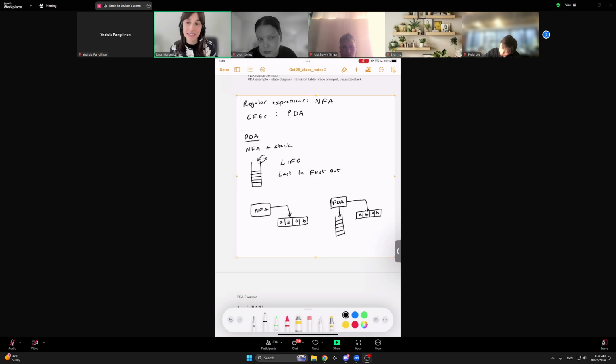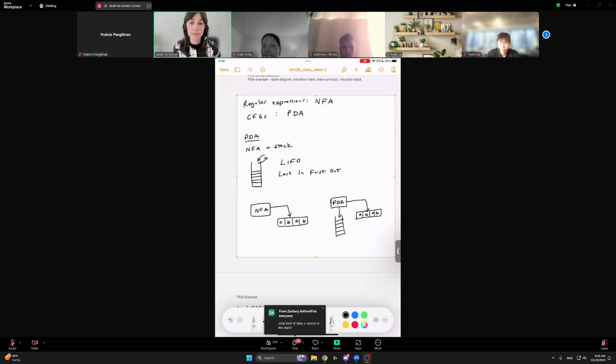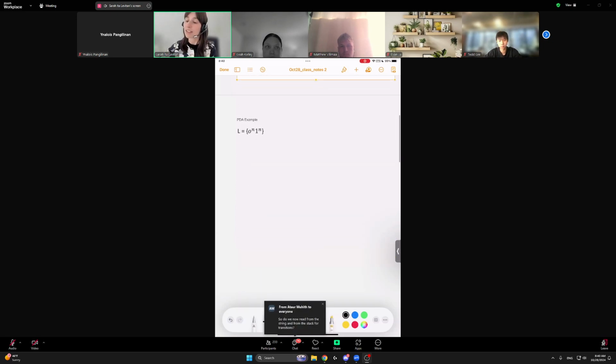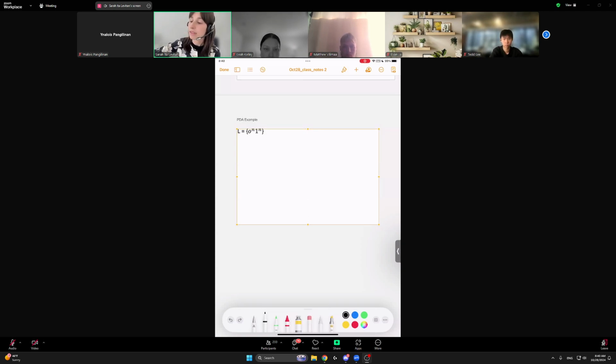Let's look at an example to see how this works, how a PDA can use a stack to recognize a language. Okay, great question, Zachary, about the kind of data stored in the stack. Let's take a look and we'll see. So here's a language. We like this language. 0 to the n, 1 to the n. Let's say n greater than or equal to 0.